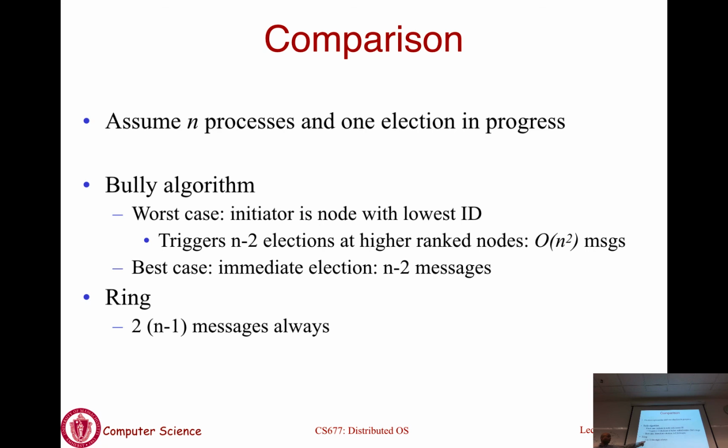In the ring you will have 2 times n minus 1 messages always. It does not matter who starts the election, the message has to propagate through the ring twice, once to query and once to announce the result.